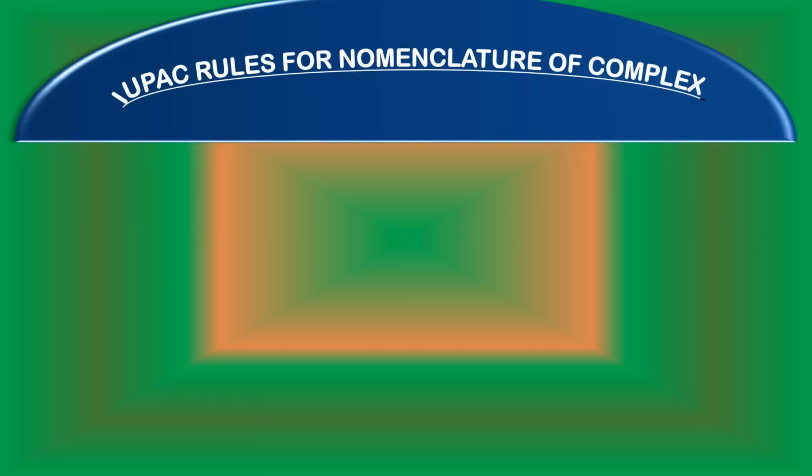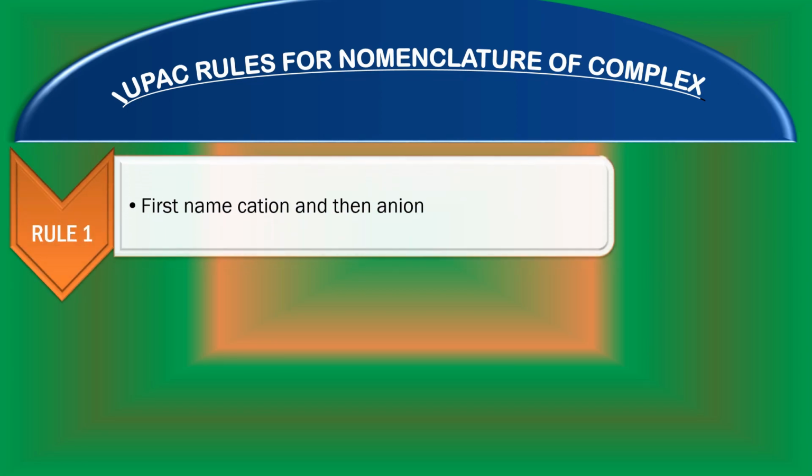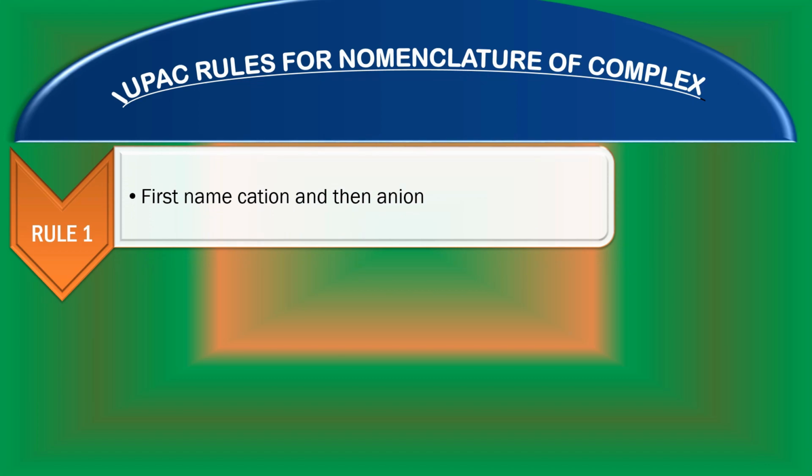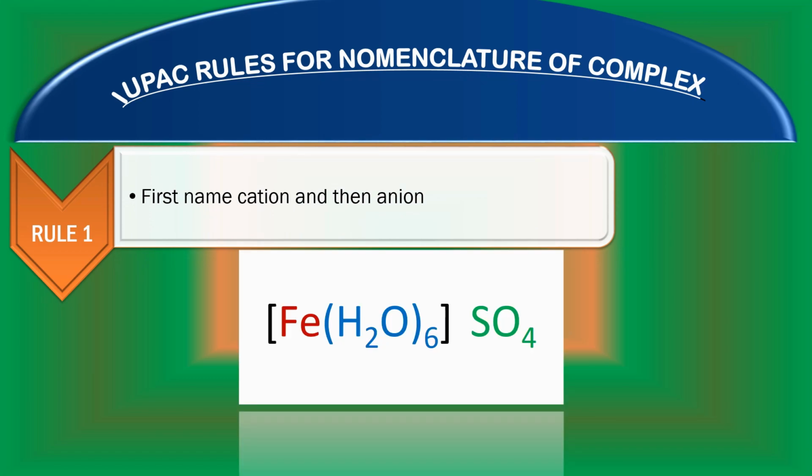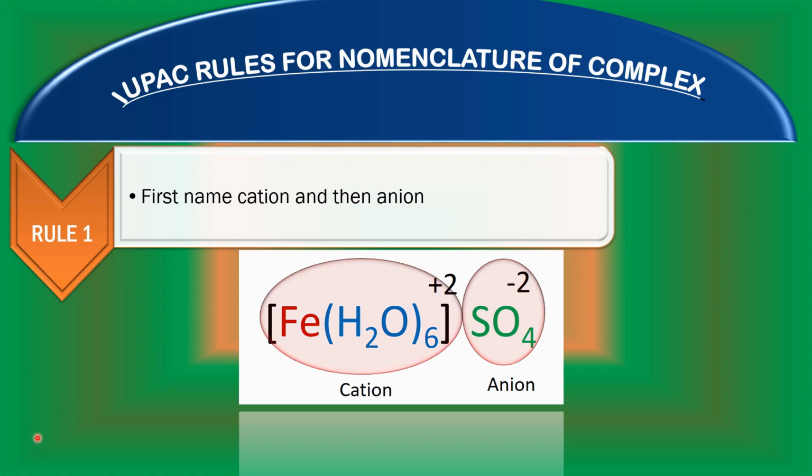Now let's discuss the IUPAC rules for the nomenclature of complexes. Rule 1. First, name the cation and then the anion. In this example, sulfate ion has a charge of -2. Now in accordance with this -2, the coordination sphere will have a charge of +2. So the negative part of the complex is called the anion and the positively charged part is called the cation.